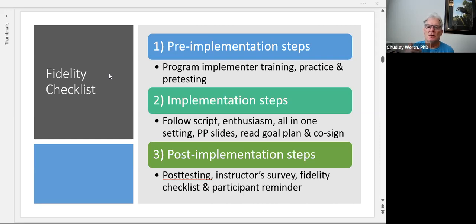Implementation steps include, are you following your script? Do you have high enthusiasm when you present your lesson? Are you implementing all of your lesson in one setting? Are you using your slides, your PowerPoint slides? Are you reading the goal plan and having you sign it and you co-sign it? Those are implementation steps, some of them. These are just some samples. I think there are a total of 12 or 14 implementation fidelity steps. Post-implementation, are you collecting the post-test survey, instructor survey, fidelity checklist, et cetera.